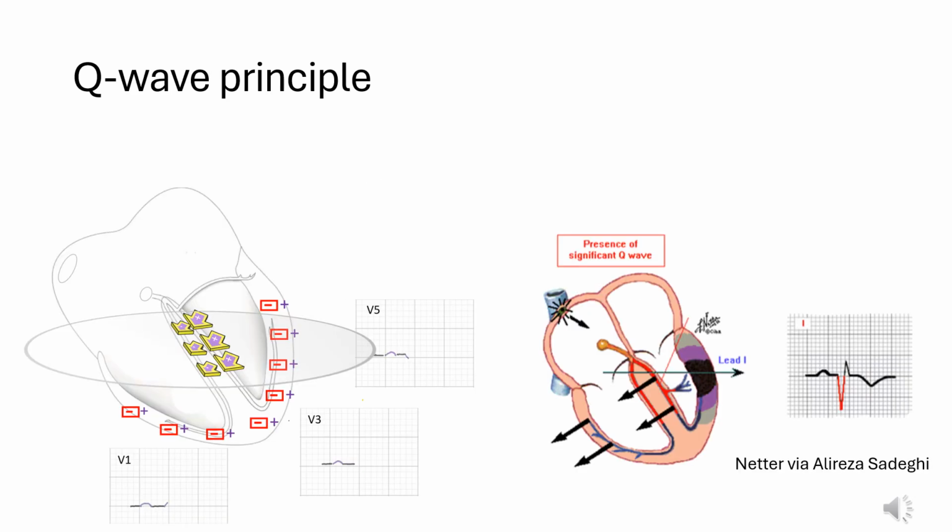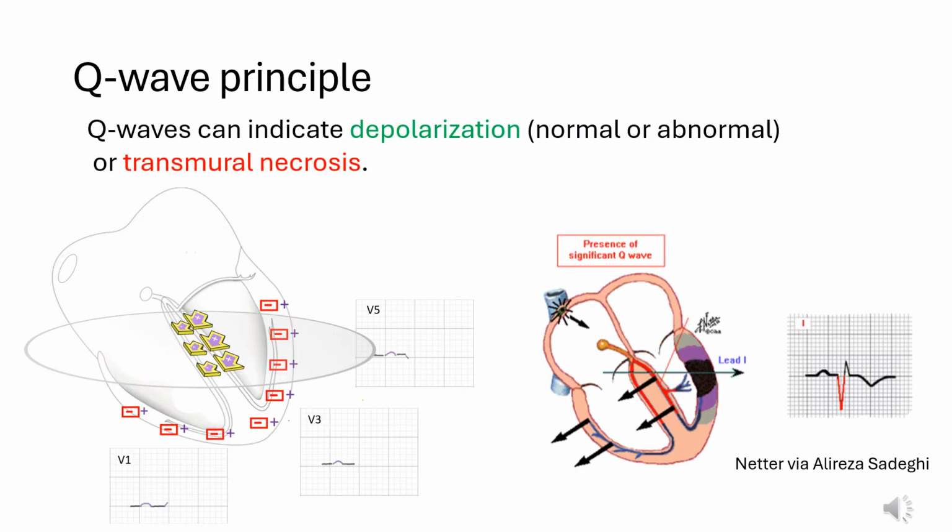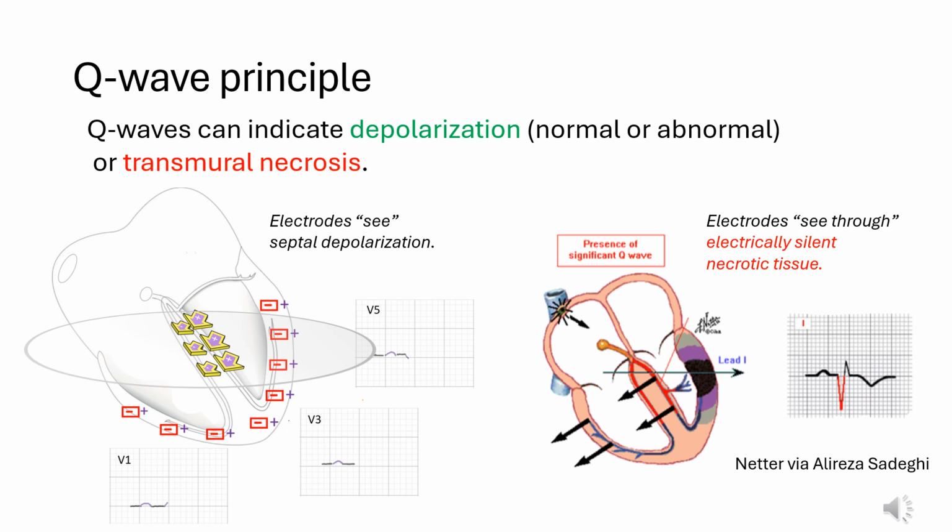The Q wave principle is that Q waves can indicate depolarization, normal or abnormal, or transmural necrosis. In depolarization, as seen on the left, electrodes see septal depolarization, and this accounts for the deflections as seen in V5 that we call Q waves. However, as seen on the right, in the setting of transmural necrosis, electrodes see through electrically silent necrotic tissue towards vectors oriented in the opposite direction, further away in the heart.